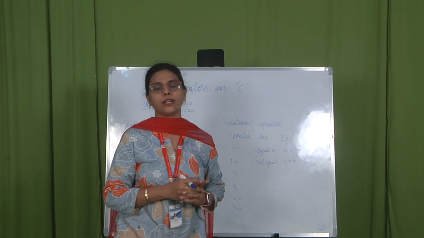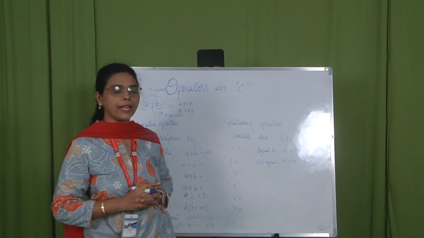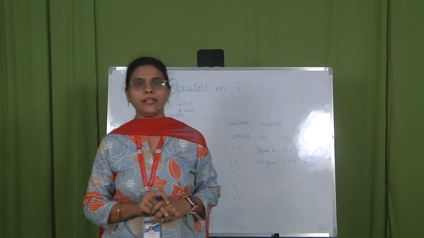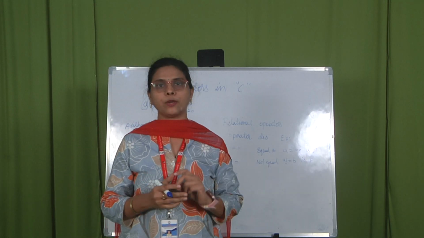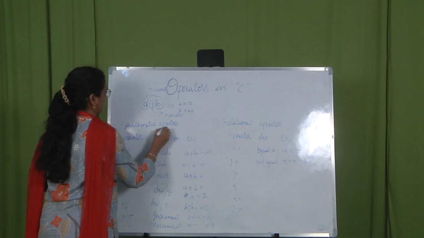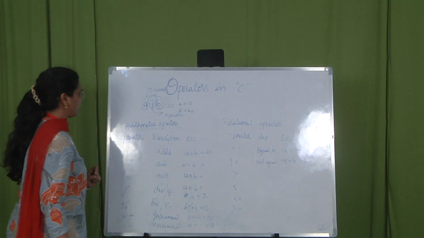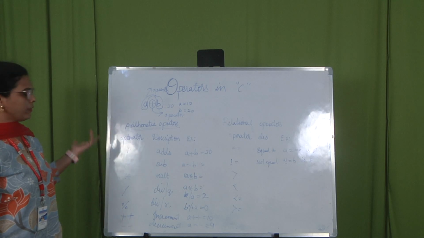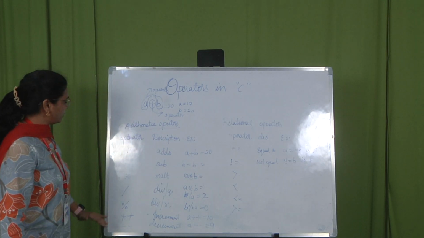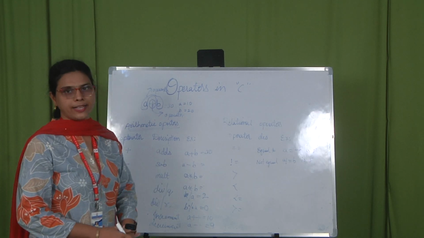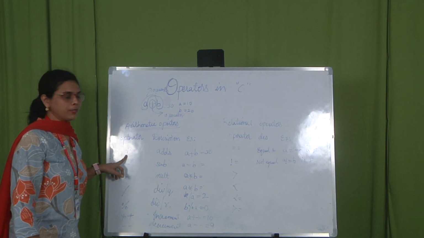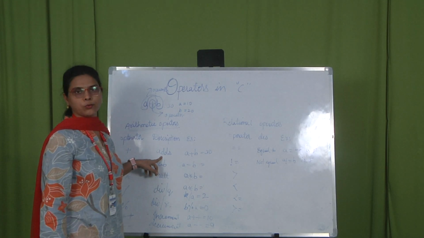Now let us discuss the types of operators available in C language. First we will discuss in detail each one of the operators. The first type is the arithmetic operator. I will discuss in detail with an example all the operators in the list. First I will list them out, then we will discuss them with an example. The first operator symbol is plus. This is used to add two operands.